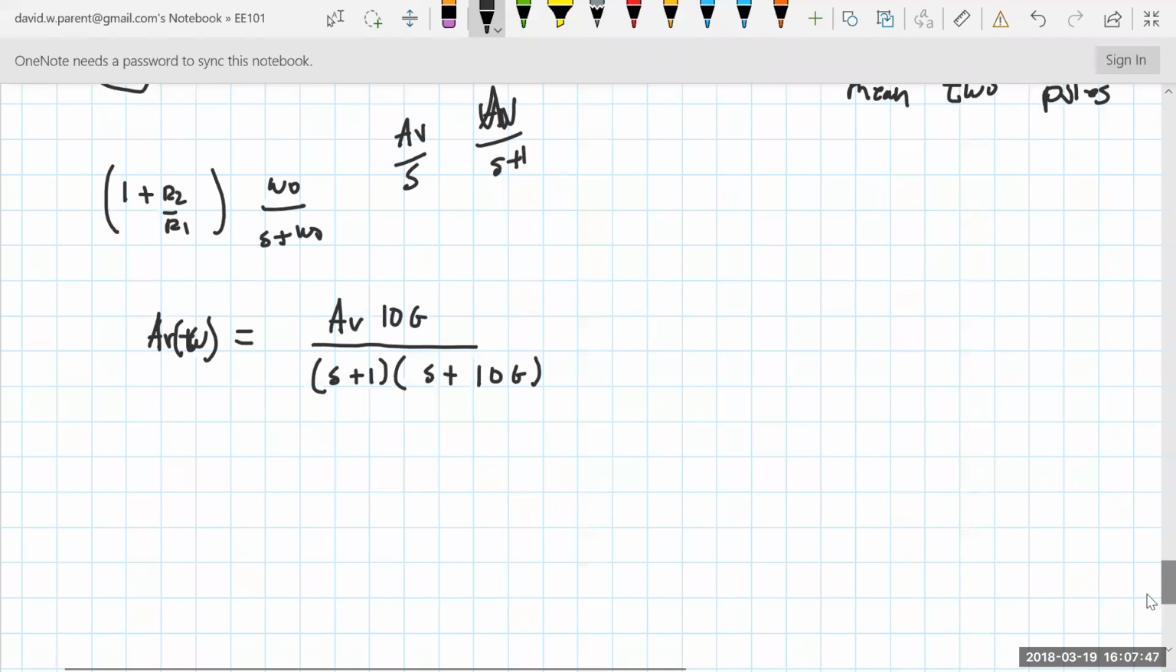To make the model work, if I want this open loop gain to be the gain at DC, then I set S equal to 0. 1 times 10 gig gives me 10G. So I won't get that if I'm dividing AV by 10G, so I just put it there. That's where that comes from.